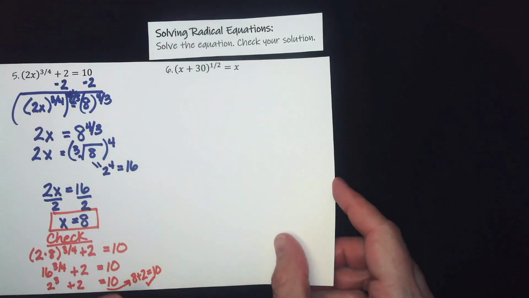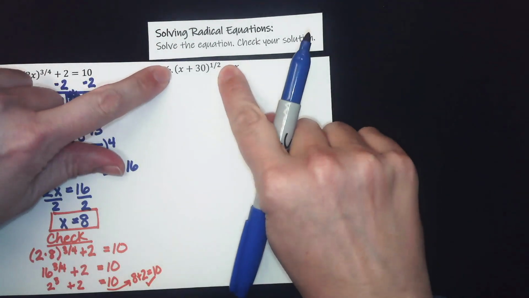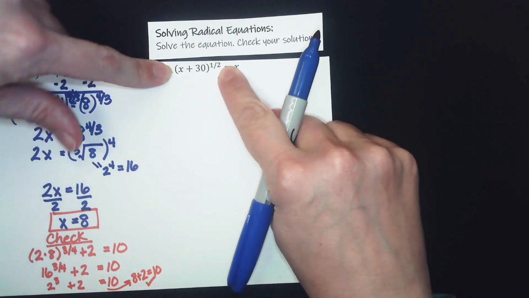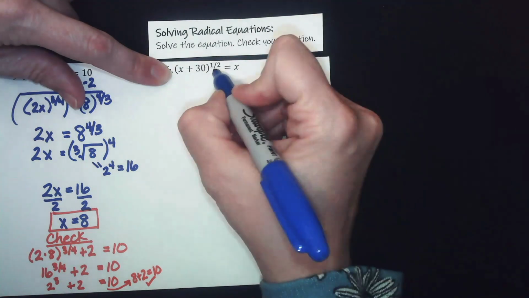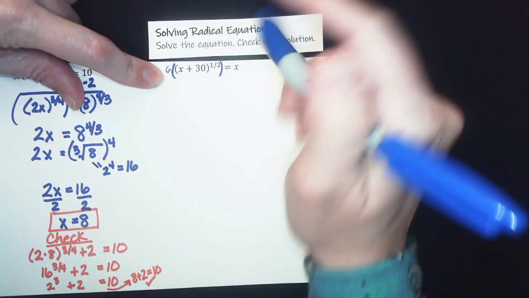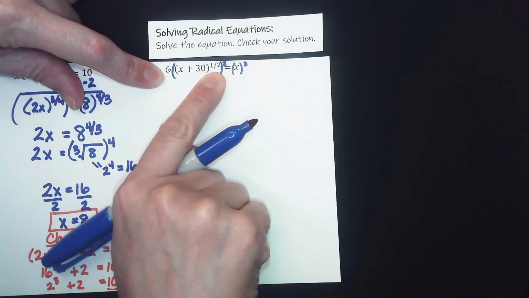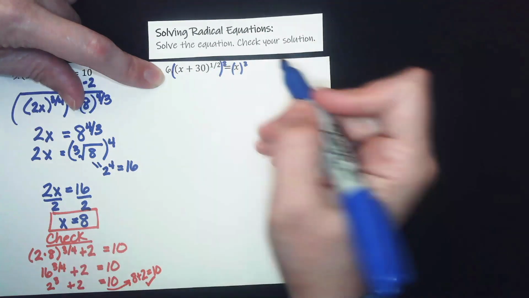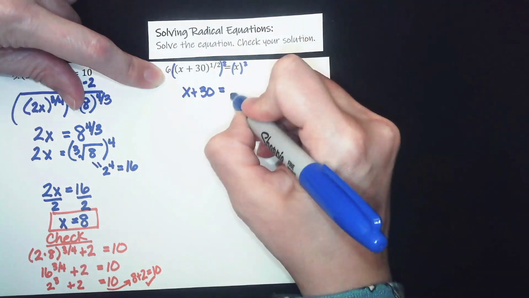Okay, so for number 6. Okay, it's already all by itself. I don't need to move anything to the other side to get the radical by itself, or in this case, the power of the fraction. Okay, but to get rid of this, I multiply both sides by its reciprocal, so that'd be 2 over 1 or 2. I'm going to square both sides because the 1/2 power is the same thing as saying square root. So the 1/2 power and the 2 multiplied together is 1, so it leaves me with x plus 30. And this side leaves me with x squared.